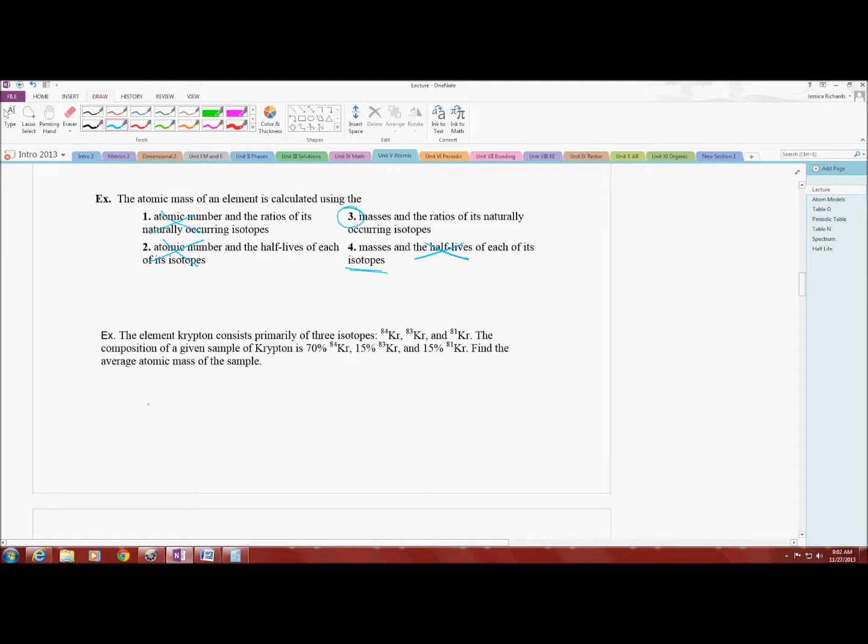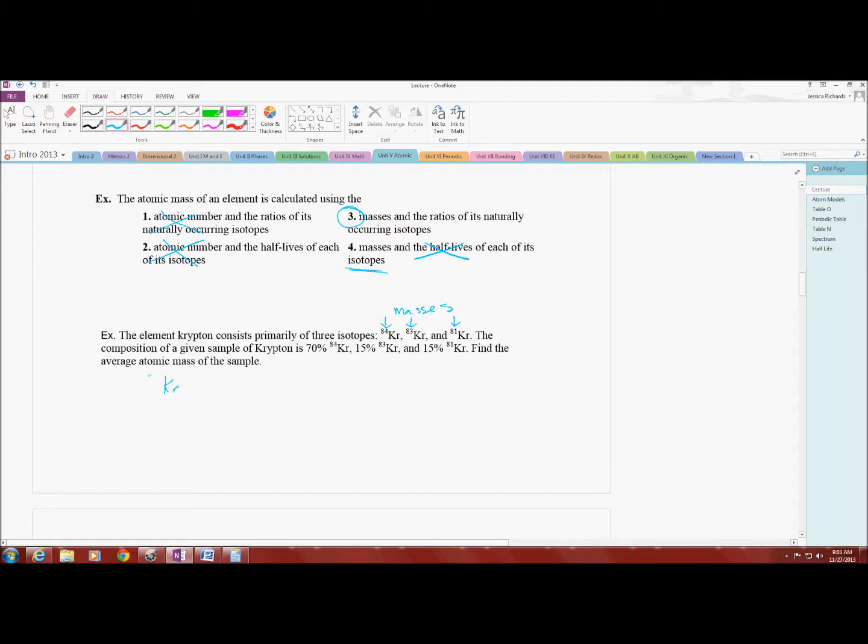They have asked you to actually calculate the weighted average in a short answer, so this was from a final exam. So the element krypton consists primarily of 3 isotopes: krypton 84, krypton 83, and krypton 81. Now you have to know that these are the masses. Those little numbers at the top are the masses. The composition of a given sample of krypton is 70% krypton 84, 15% krypton 83, and 15% krypton 81. Find the average atomic mass of the sample. Sometimes they'll ask you to just set up the numerical setup. We're actually going to solve for it.